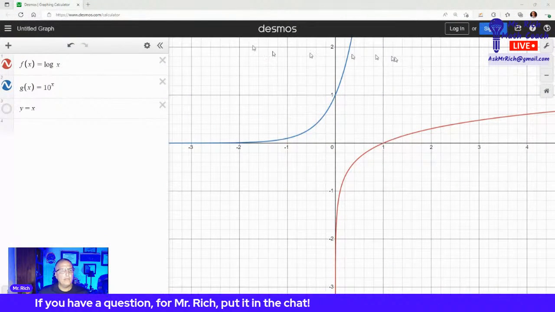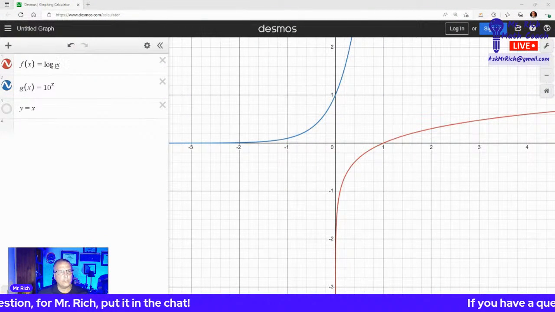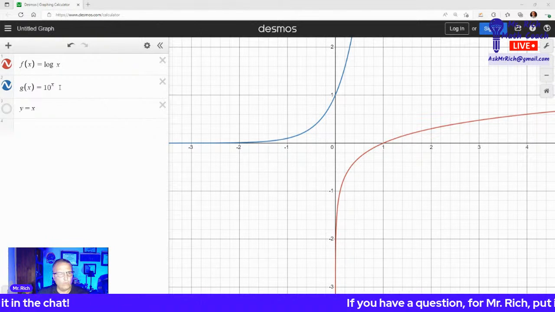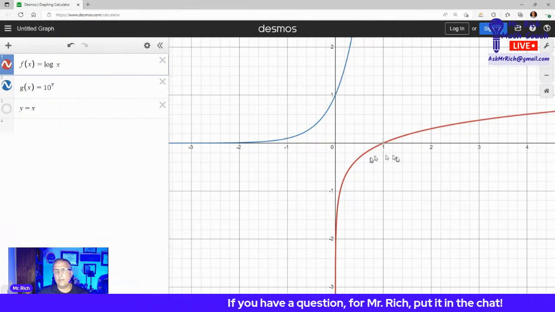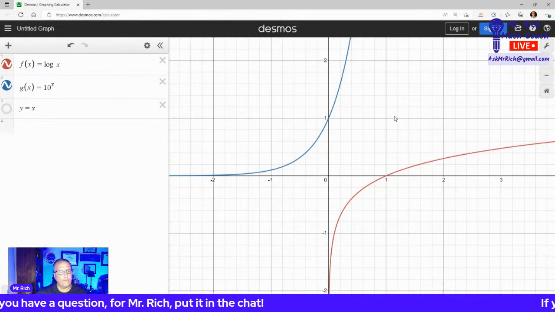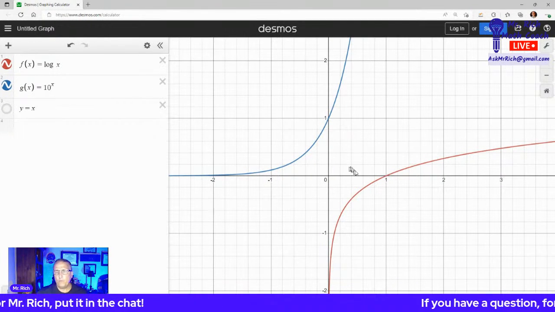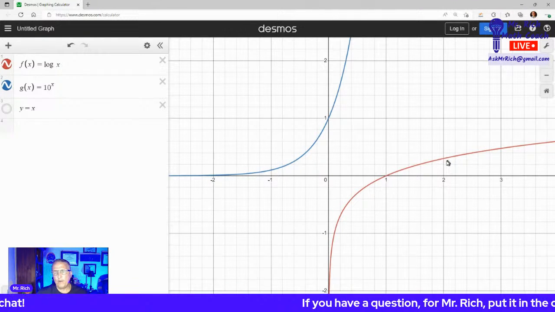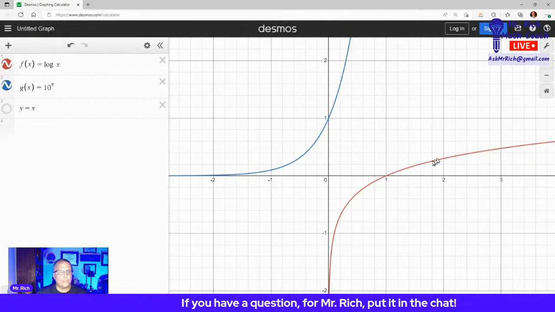Okay, let's see if we can bring this up. Let's share this back. All right, so you can see here that I have graphed in Desmos log of x and 10 raised to the x power. And there they are. So that should not be a surprise to you. This is an exponential growth function, 10 raised to the power x, while this is a log base 10 of x. And they're inverse functions of each other.